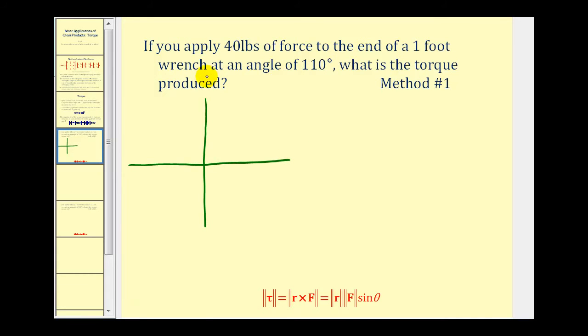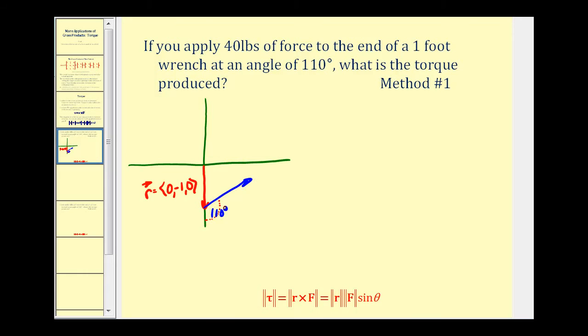The terminal point of vector r is going to be the terminal point of this 1-foot wrench. So we'll let r equal the unit vector along the negative y-axis, so r equals 0, -1, and 0 for the z component. Next, the 40 pounds of force is applied at an angle of 110 degrees from this terminal point. If we start to measure the angle from here, we go over to 90 plus 20 more. This is where we'd apply the force of 40 pounds.